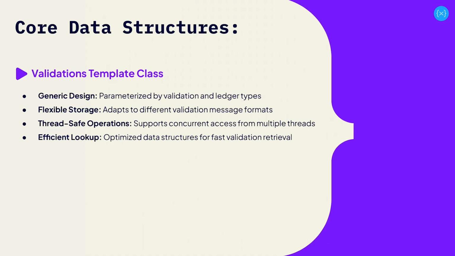Next, what are the core data structures and their roles? The validations template class, which is a generic design parameterized by validation and ledger types. It includes flexible storage and adapts to different validation message formats. It has thread-safe operation, which supports concurrent access, and it includes efficient lookup for optimized data structures.